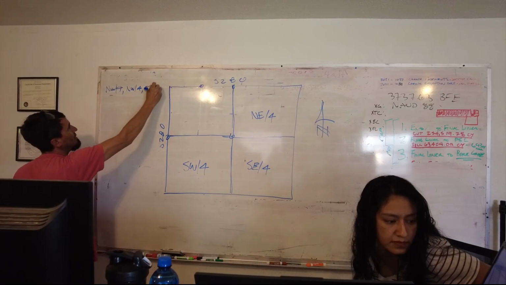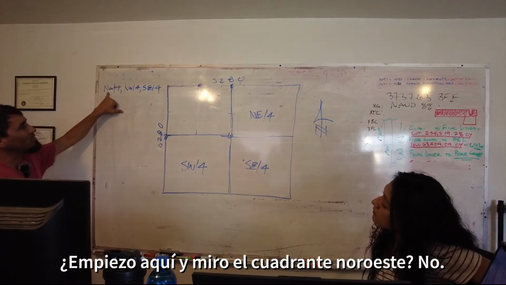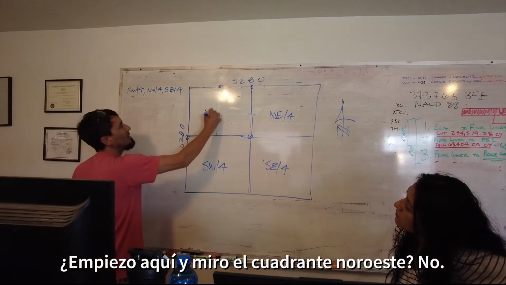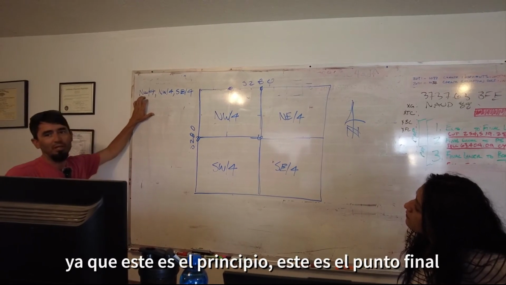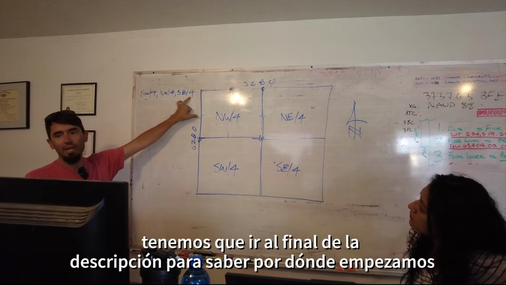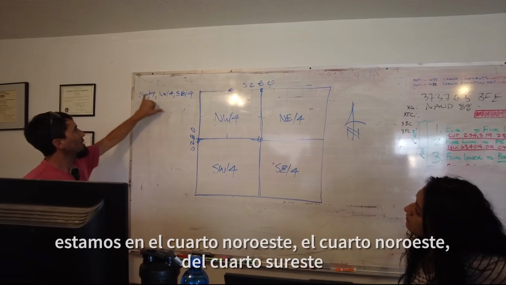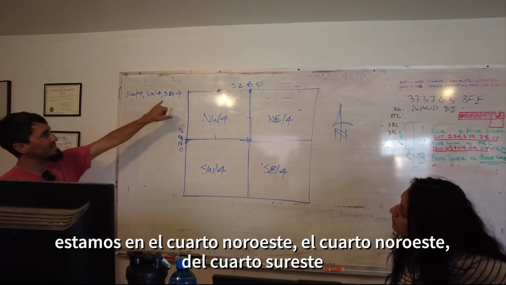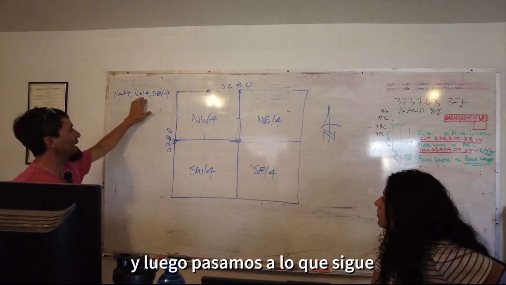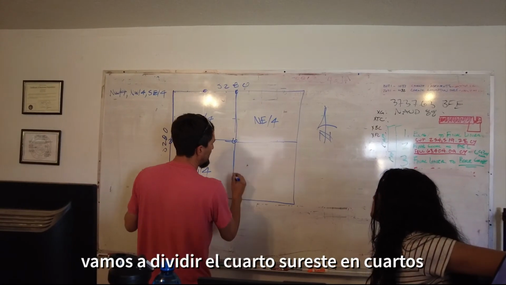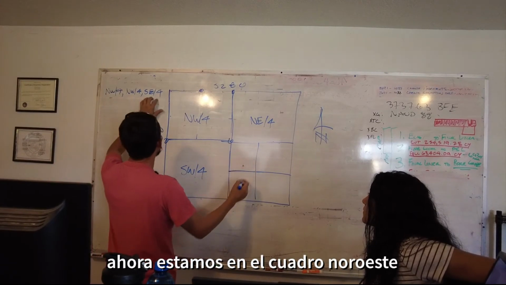Yes. Okay. First, do I start here and look at the northwest quarter? Right? No. Since this is the beginning, this is the end point. We have to go to the end of the description to find where we begin. Okay? So we're in the northwest quarter of the northwest quarter of the southeast quarter. That's where we start. We need to start here. And then we go to the next thing. So let's divide the southeast quarter into quarters. Now we're in the northwest quarter. So the southeast quarter.